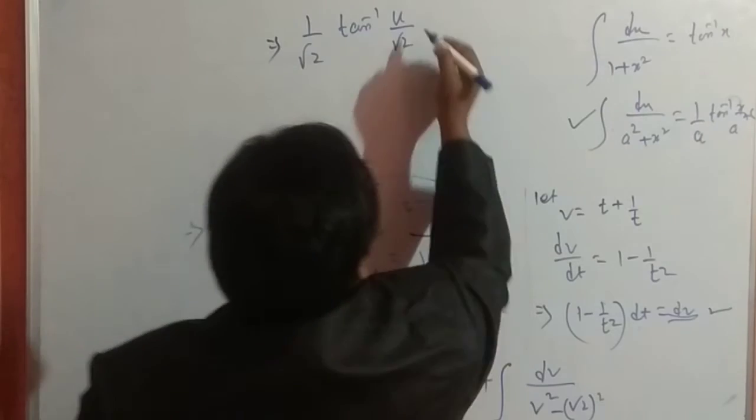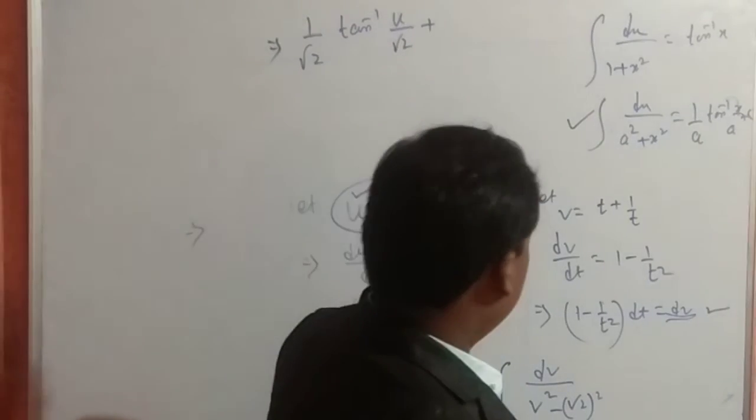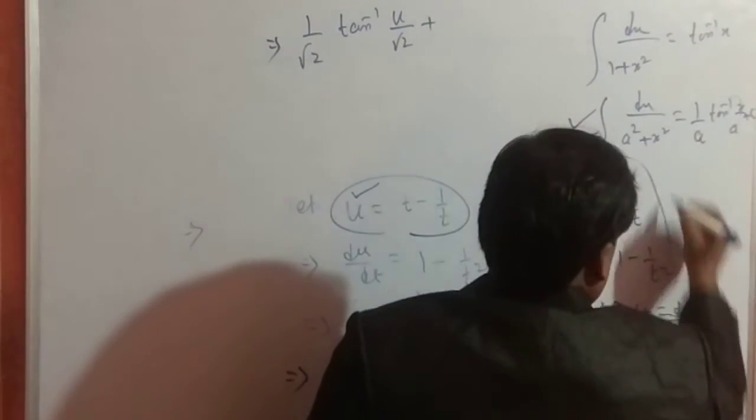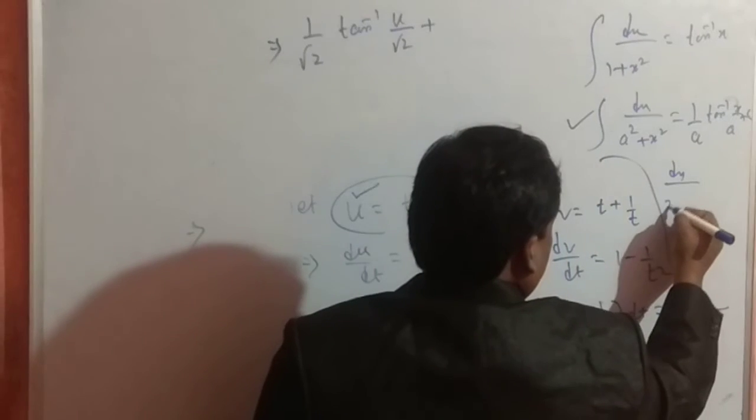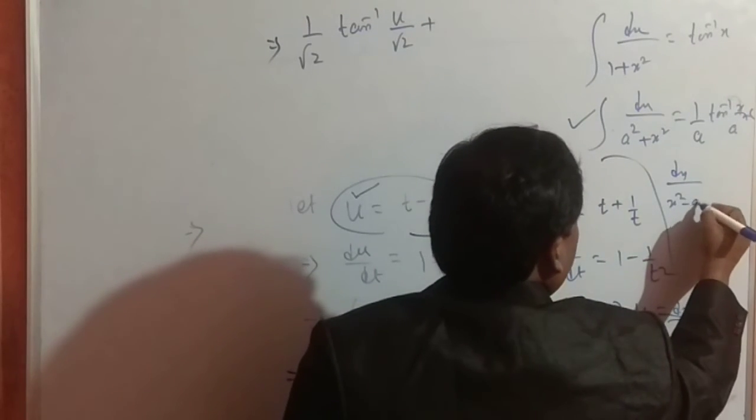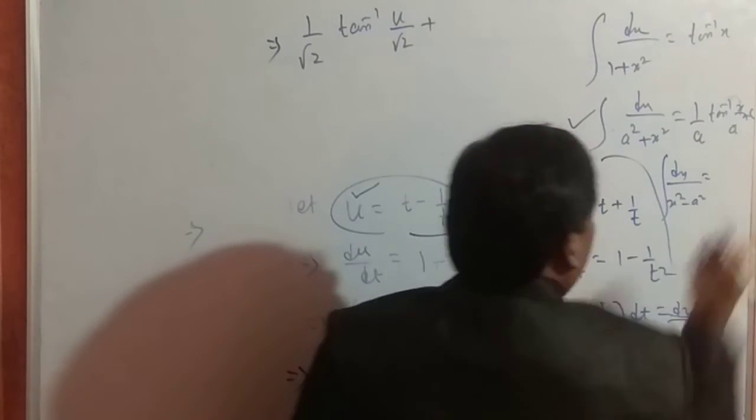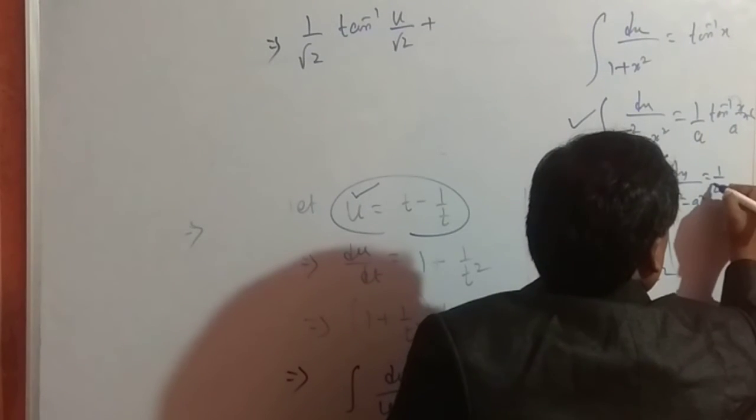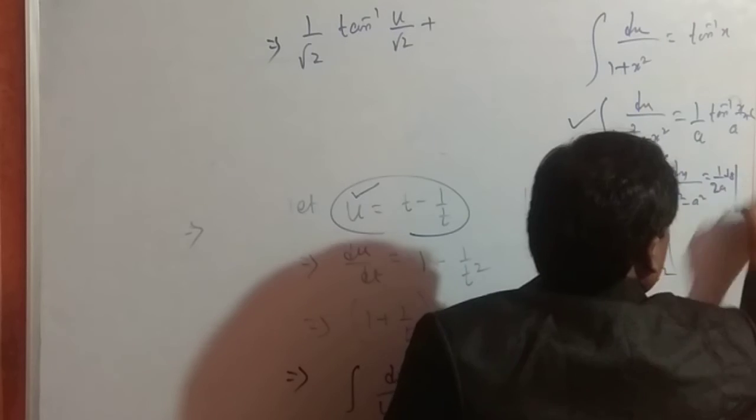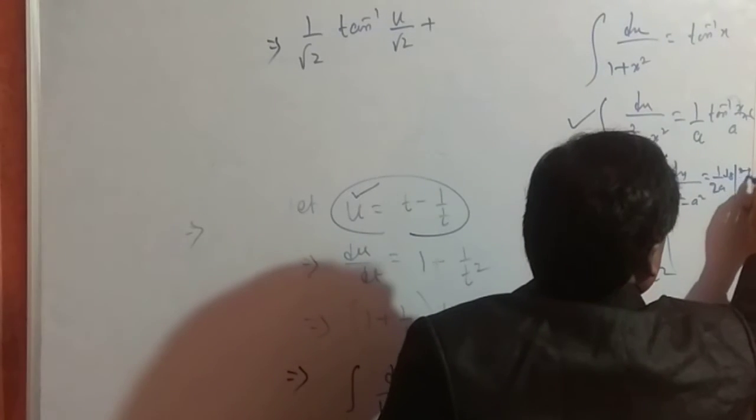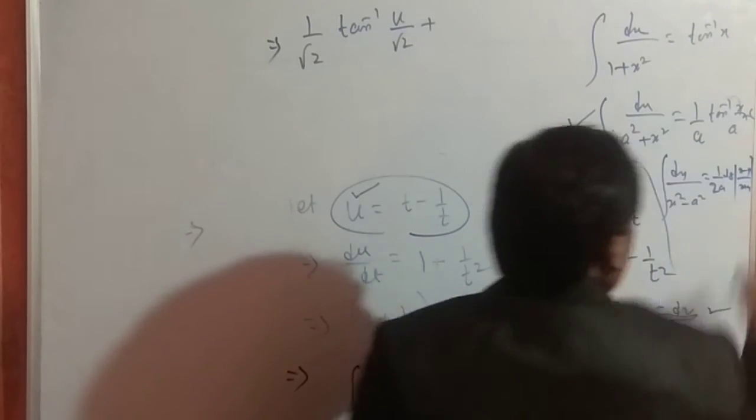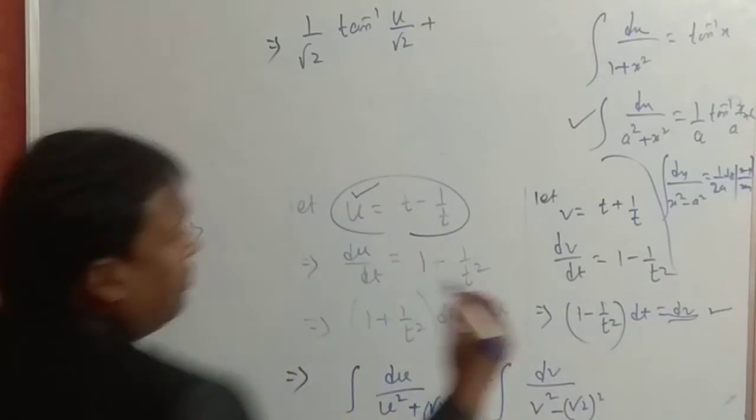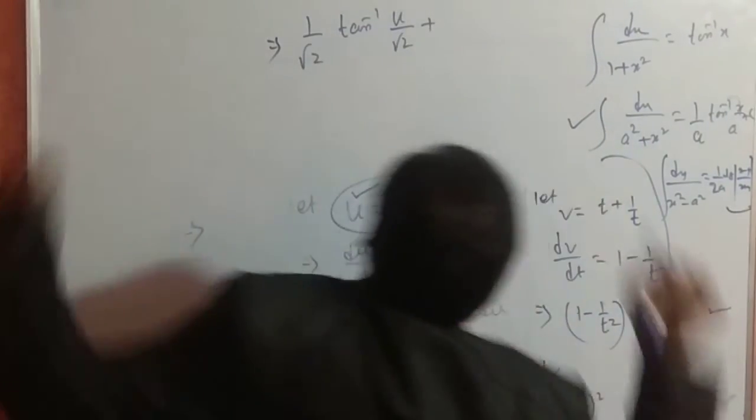Okay, plus this is, we have the formula dx divided by x square minus a square. Can anyone tell? The formula is what? 1 by 2a log mod of x minus a by x plus a. That formula we can apply here.